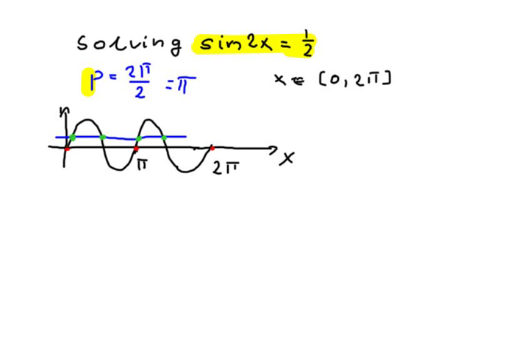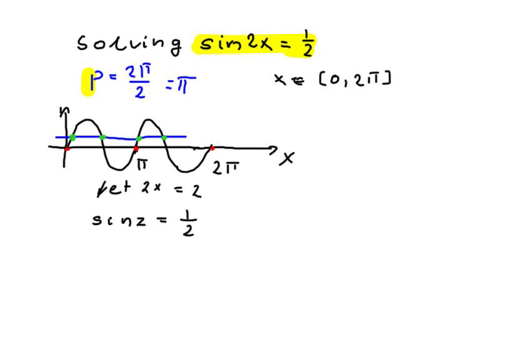So the first one, how do I get to the first one? So let's do the following. Let's say that angle 2x, let 2x be equal to, say, z. So now our equation will be defined as sine z is equal to 1 over 2.